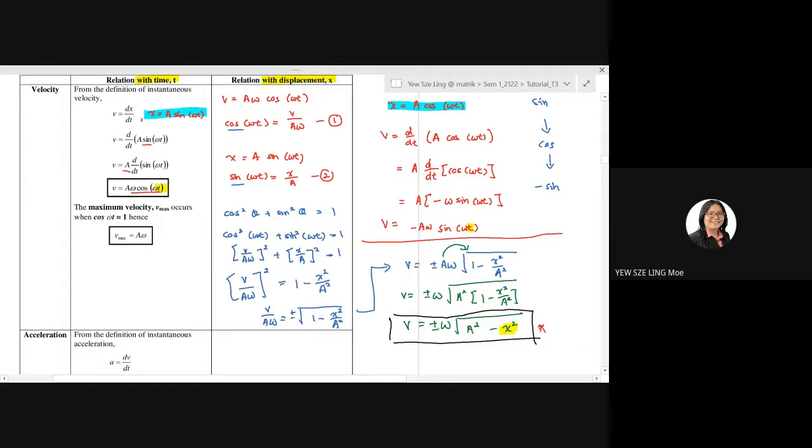Okay, so done. All right. So this, actually, is the most complicated derivation for velocity. The rest is very simple.